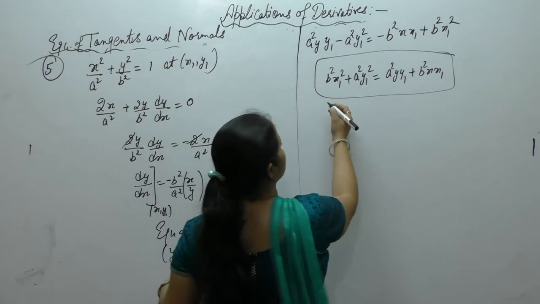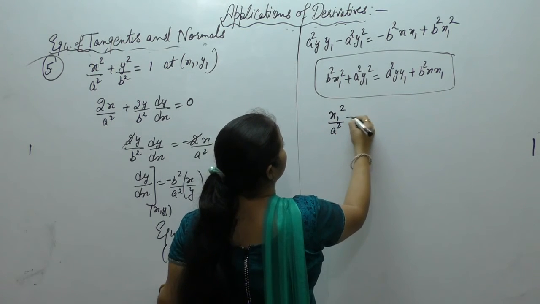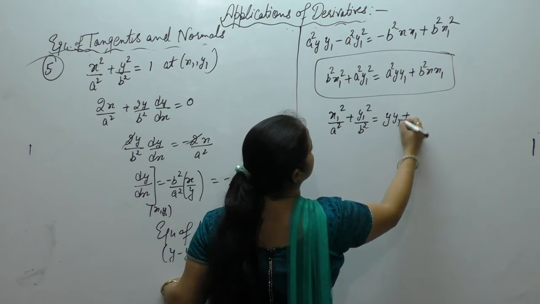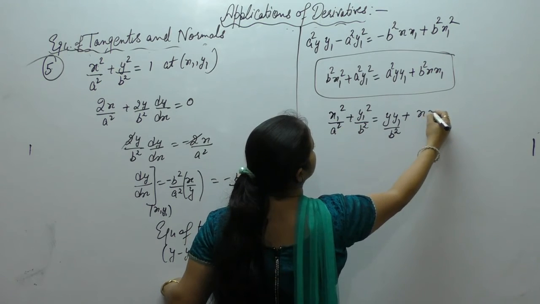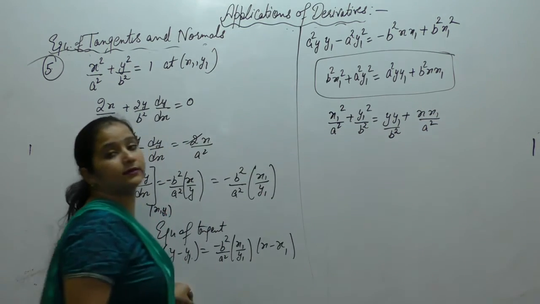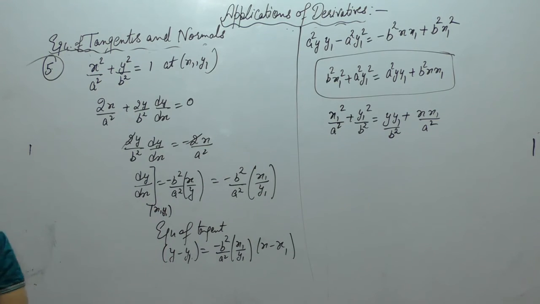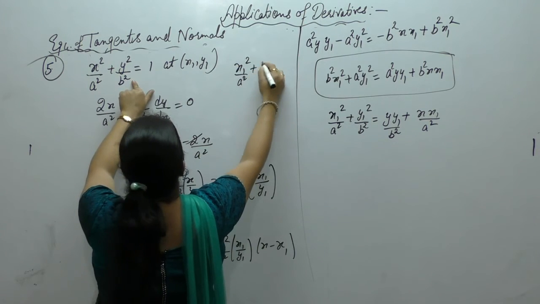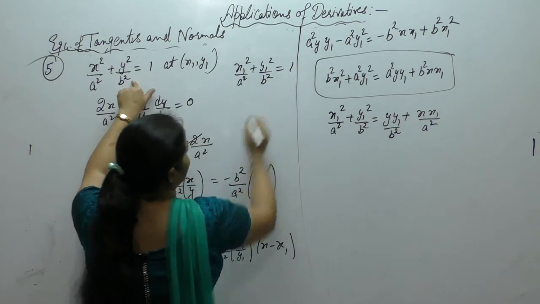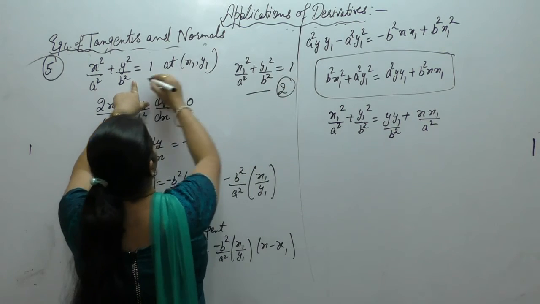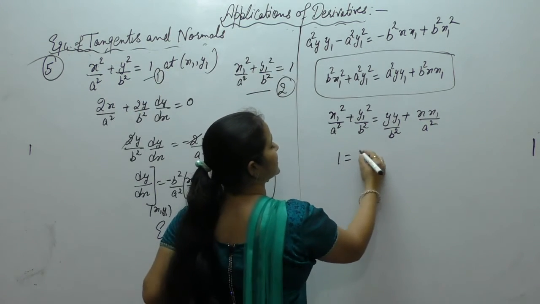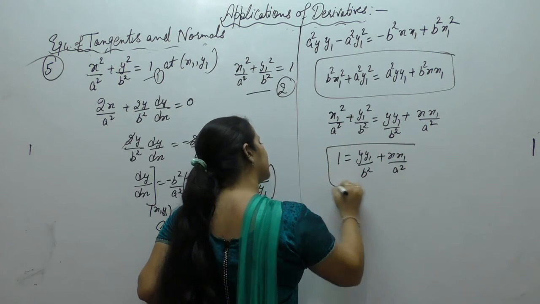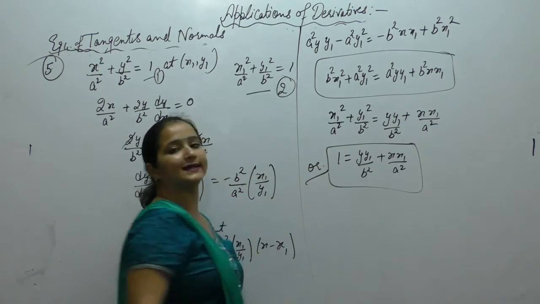If we divide this equation by a square b square, we are left with this equation. Clear? Now x1, y1 will lie on this curve. So x1 square upon a square plus y1 square upon b square is equals to 1. Let this equation be 2. Use 2 here. This is equals to 1, so we get x x1 upon a square plus y y1 upon b square equals 1. This is the equation of tangent.